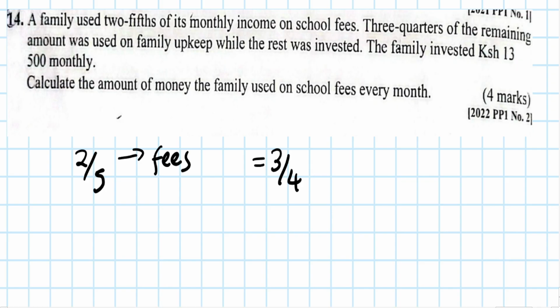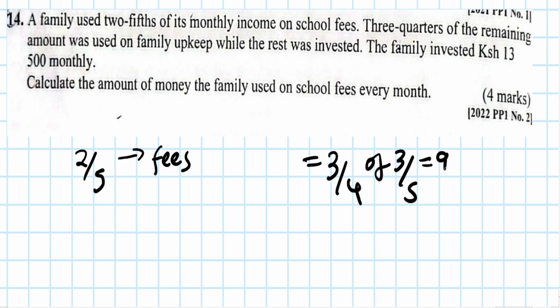So how much did it remain? If they used 2/5 on school fees, then 5 over 5 minus 2 over 5, they remain with 3 over 5. So they used 3/4 of 3 over 5. 3 over 4 times 3 over 5 is 9 over 20. So 9 over 20 was used on family upkeep, while the rest was invested.